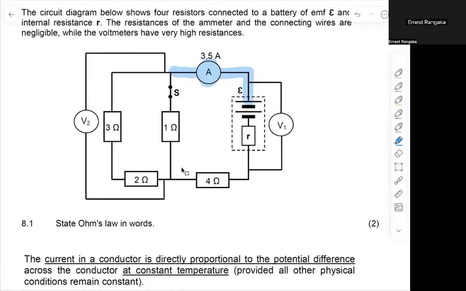This is the ammeter reading. I get a parallel junction, so I'm going to split. It's going to split that blue current into, let's say, green current. That's going to flow like this until it rejoins this parallel junction.